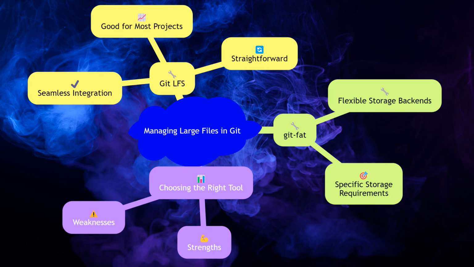Both Git LFS and Git Fat offer solutions for managing large files in Git repositories, but they have different approaches and use cases. Git LFS is more straightforward and integrates seamlessly with Git, making it a good choice for most projects. On the other hand, Git Fat offers more flexibility in terms of storage backends, making it suitable for projects with specific storage requirements. Understanding the strengths and weaknesses of each tool will help you choose the right solution for your needs.